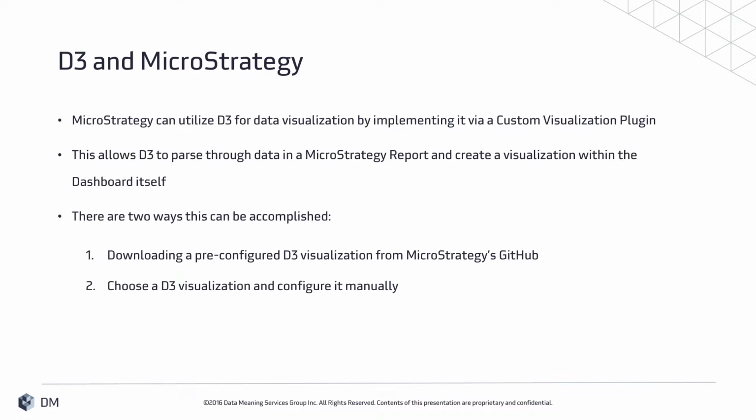MicroStrategy can use D3 for data visualization by implementing it through custom visualization plugins, and this allows D3 to parse through MicroStrategy reports and create a visualization within the dashboard itself. And today, we're going to review the two different ways you can do this. The first is downloading a pre-configured D3 visualization from MicroStrategy's GitHub. And the second is to choose a D3 visualization and configure it manually.